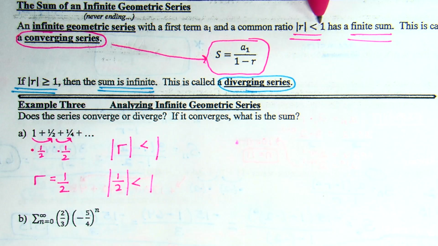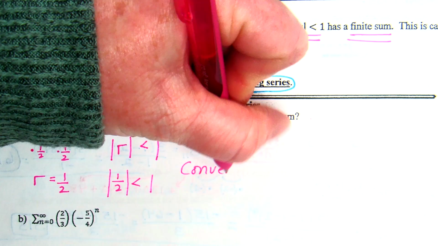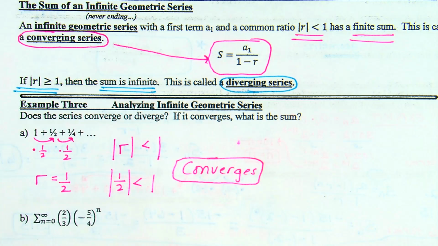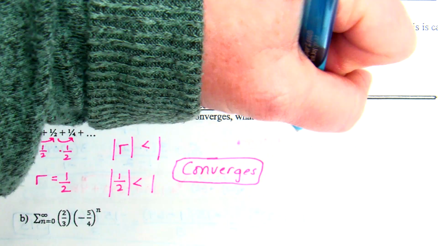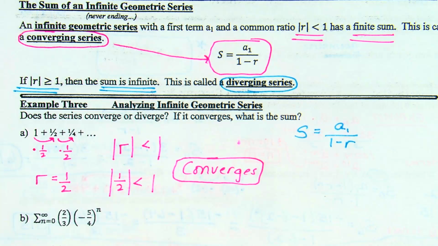What's the formula I use to find the sum? S is a1 over 1 minus r. Okay, I didn't write a1 down. Please tell me you know a1 at this point in your life. If you want me to be blunt, if you don't know a1, you have been paying no attention for the past 2 weeks of class. Just saying. Okay, a1 is the first term, 1, over 1 minus, what's r? 1/2.